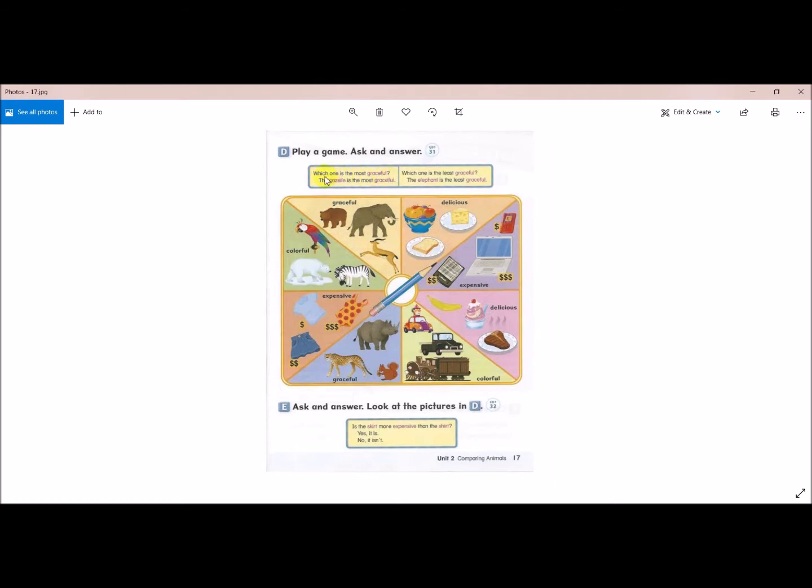Did you remember? When we ask a question about choices or comparison, we use which. Which one is the most graceful? Now you look at this one, 3 of them: bear, elephant and gazelle. The bear is graceful, the elephant is graceful and the gazelle is graceful, but which one is the most graceful among 3 of them? Can you tell me? The answer is the gazelle is the most graceful.